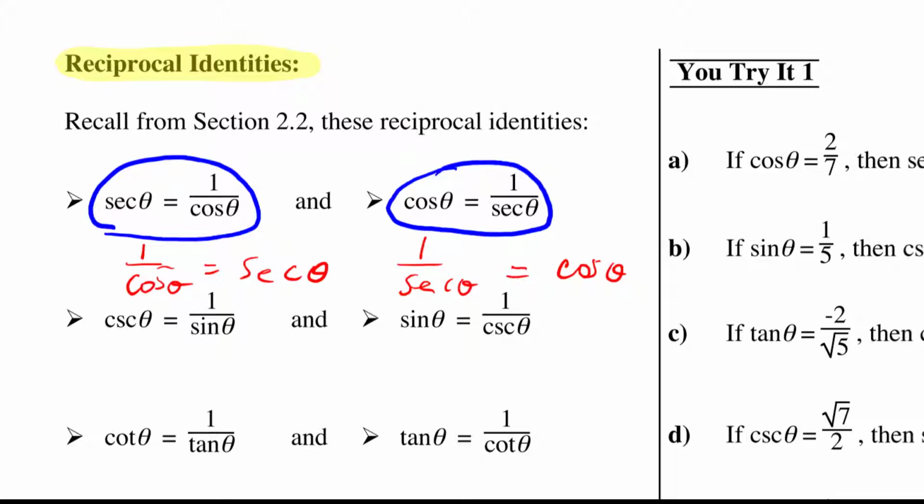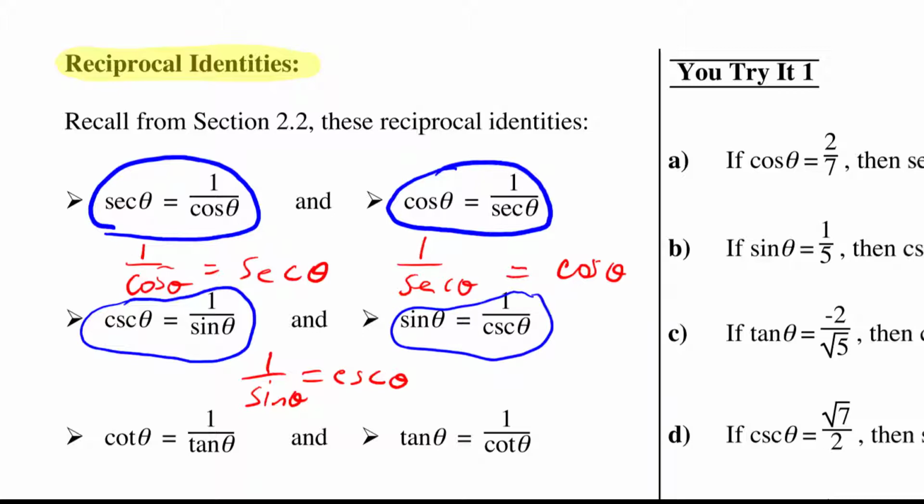We also see our reciprocal identities for cosecant and for sine. They're reciprocals of each other. So cosecant is 1 over sine theta. And remember, 1 over something means the reciprocal of. We can also write that in the reverse order. 1 over sine theta equals cosecant theta. And I can do this for all of the identities. Of course, we also have sine theta is 1 over cosecant theta. We also have the reciprocal identities for cotangent and tangent.